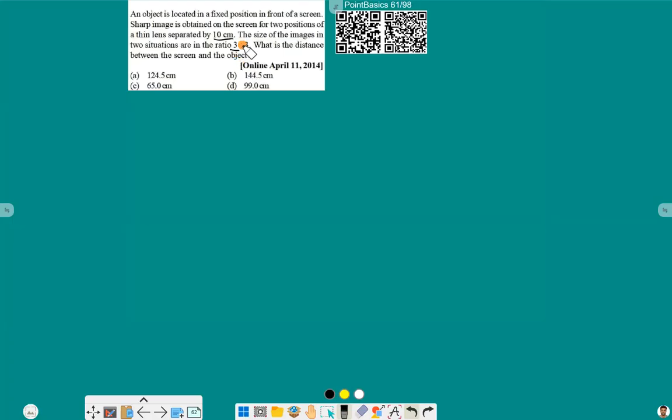Now first we make a correction here, that it is 3 ratio 2, not 3 ratio 3. So we can say the sizes of the images are in the ratio, which basically means the magnifications are in the ratio m1 divided by m2 is equal to 3 by 2. And as mentioned, the object and the screen are fixed. So suppose this plane represents our object and this represents our screen.